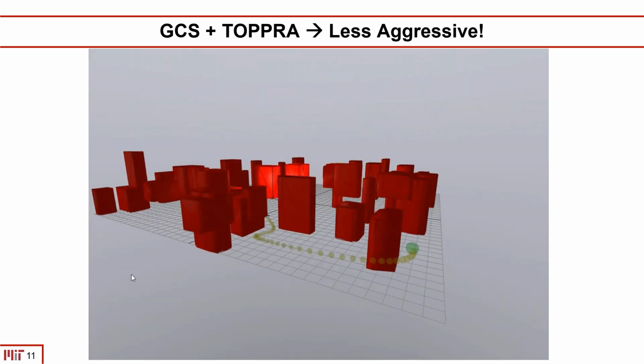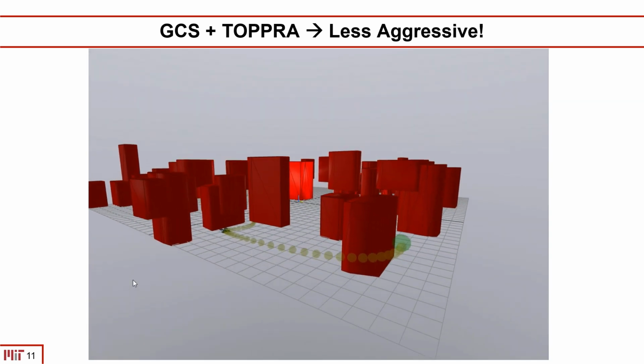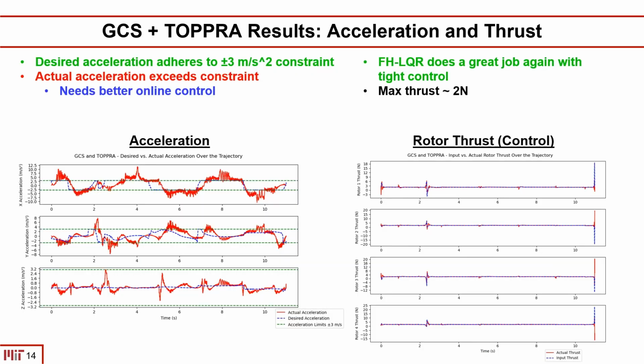It still tightly follows the path, and it looks less aggressive. It makes less angular rotations and movements. Finally, the GCS plus TOPPRA acceleration shows that the desired acceleration of 3 meters per second squared is met. However, the actual acceleration exceeds it, upwards of 8 to 10 meters per second squared. This requires better online control, such as linear MPC.